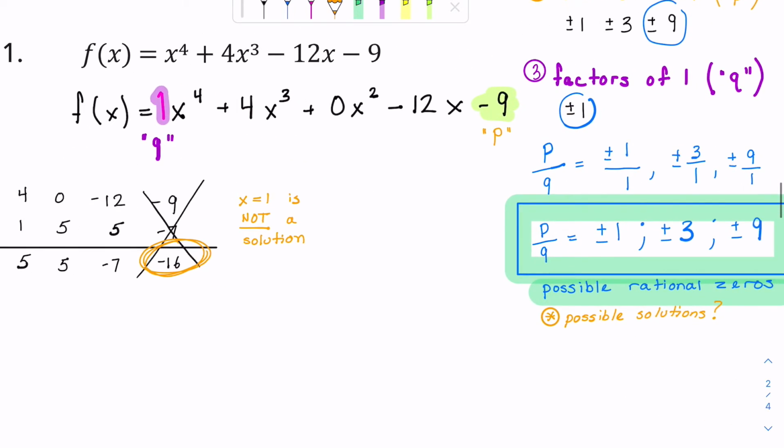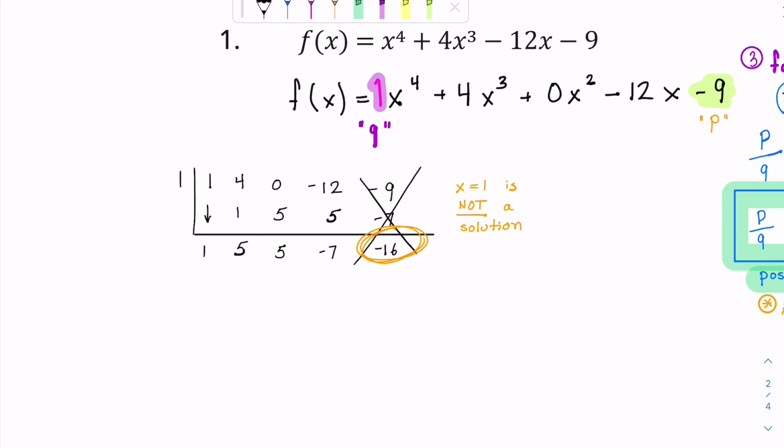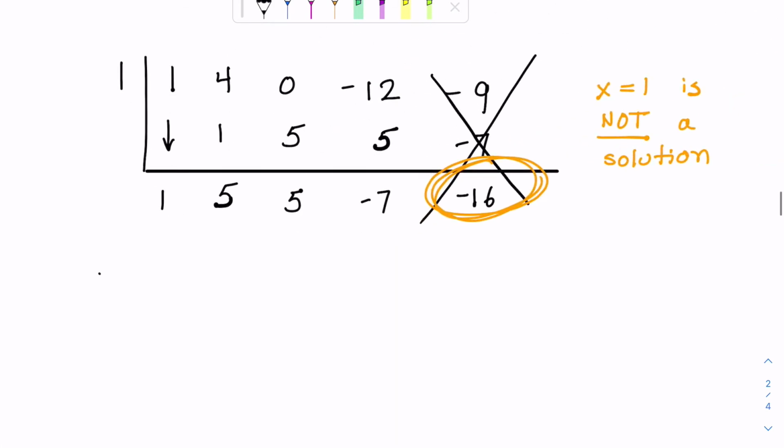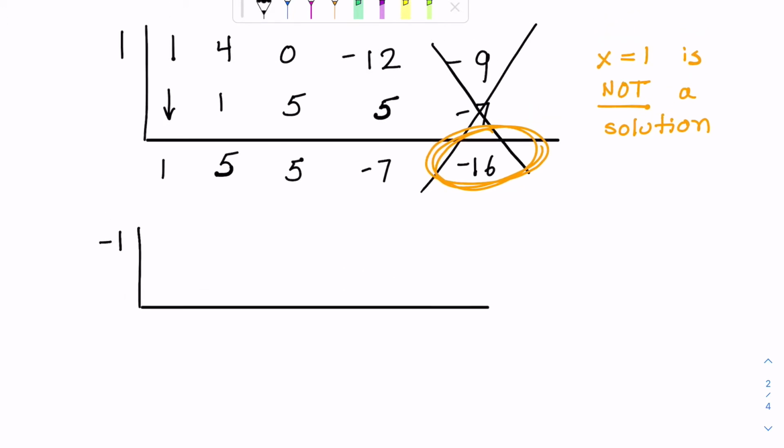All right, so we just tested positive 1. Now I'm going to test negative 1. This process gets tedious because you can be testing a lot of values. All I can tell you is take your time, make sure you don't skip any. Hopefully you get to your answer fairly quick, but you are going to be doing a lot of synthetic division for problems like this.